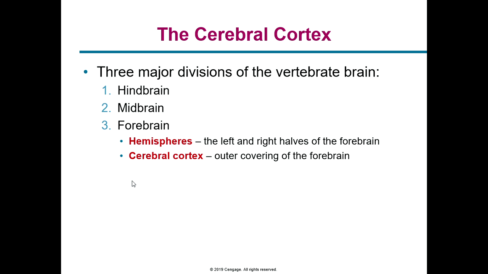You have the left hemisphere and the right hemisphere. Not sure if you guys are seeing this backwards, if it's a mirror image on the video. But you have your left hemisphere and your right hemisphere. The left hemisphere sends information to your right brain. So if information is coming in your left eye, it goes to your right side. Information coming from your right eye goes to the left side.